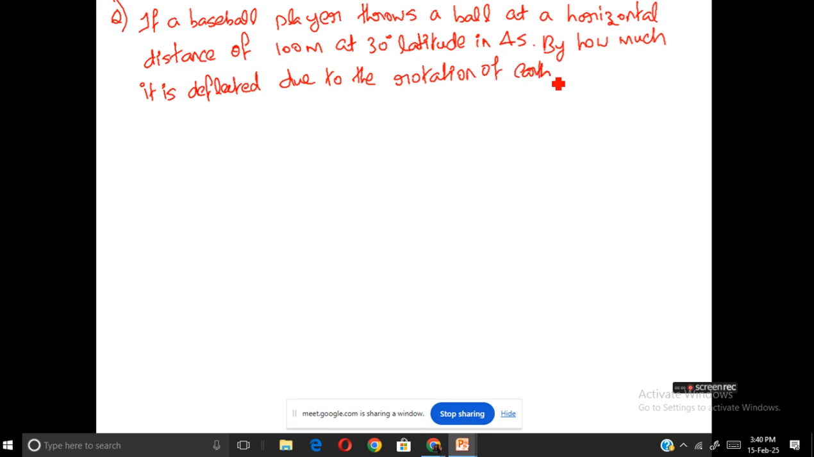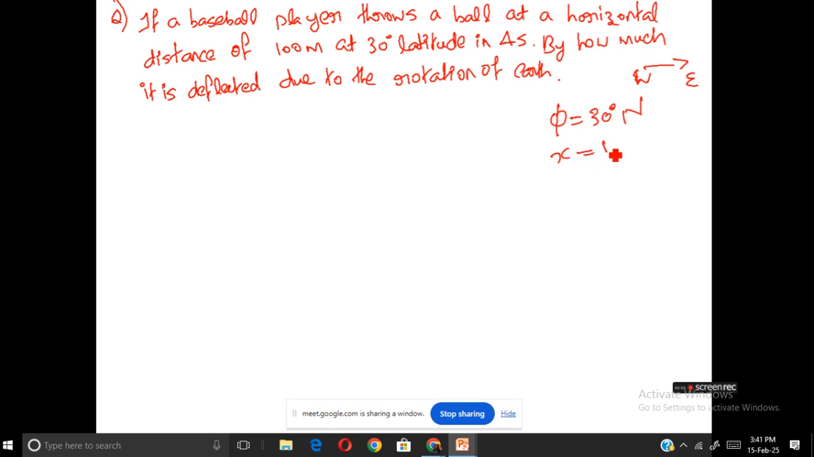We are coming to a motion which is on a smaller scale in terms of length. It is just over a cricket ground. One guy is throwing a baseball a distance of 100 meters in 4 seconds, at 30-degree latitude, and how much will the ball be deflected from its initial path? The latitude is given as 30-degree north, and they haven't given the direction the ball is being thrown. Let's consider it to be from west to east, or eastward.